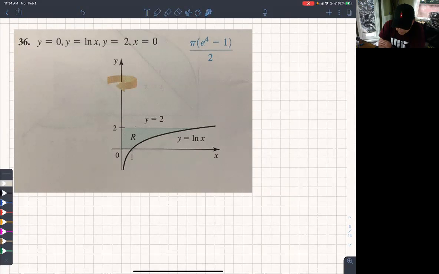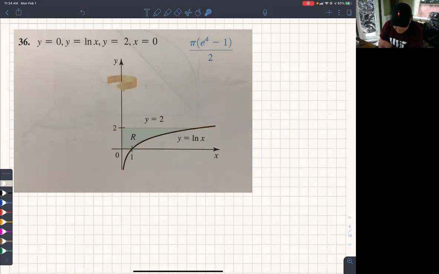This is chapter 6, section 3, number 36. So we have three functions given us. We have ln of x. We're told y equals 0, which is the x-axis, x equals 0, which is the y-axis, and y equals 2, it's actually 4. So you've got this region here, and they're telling you to rotate around the y-axis.